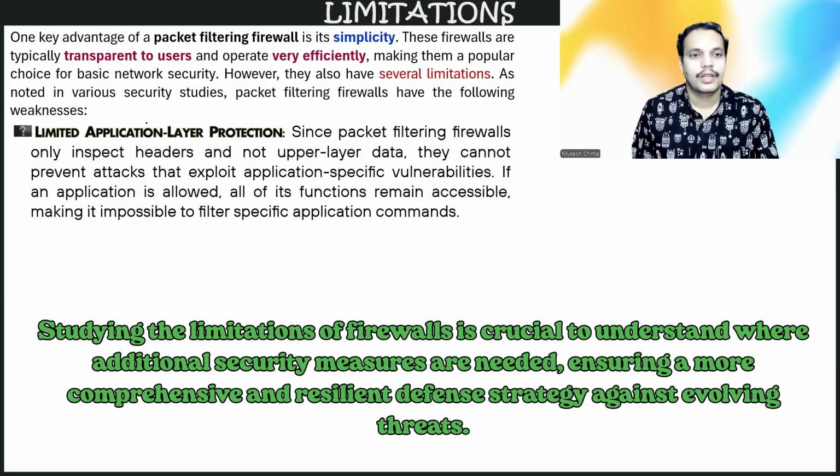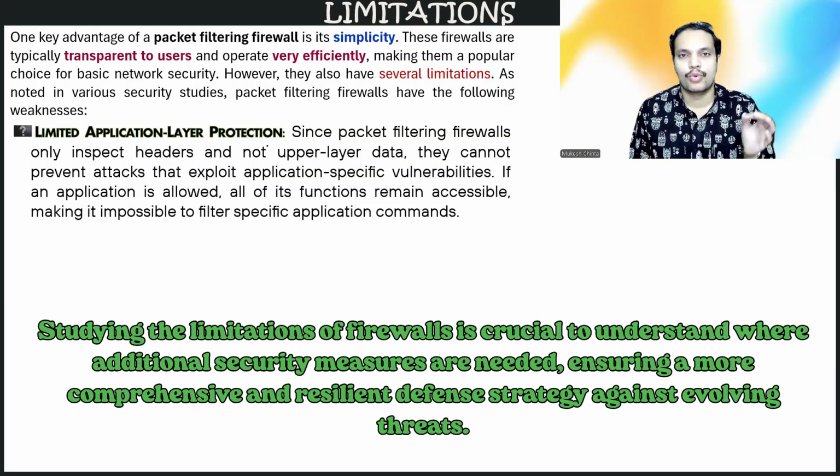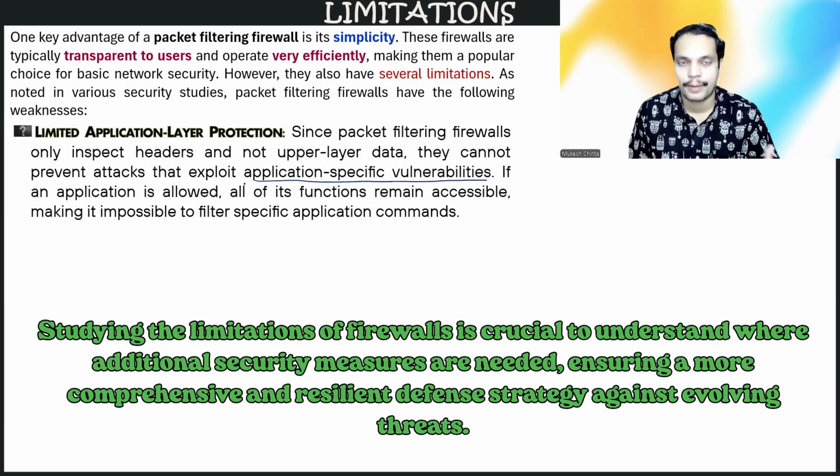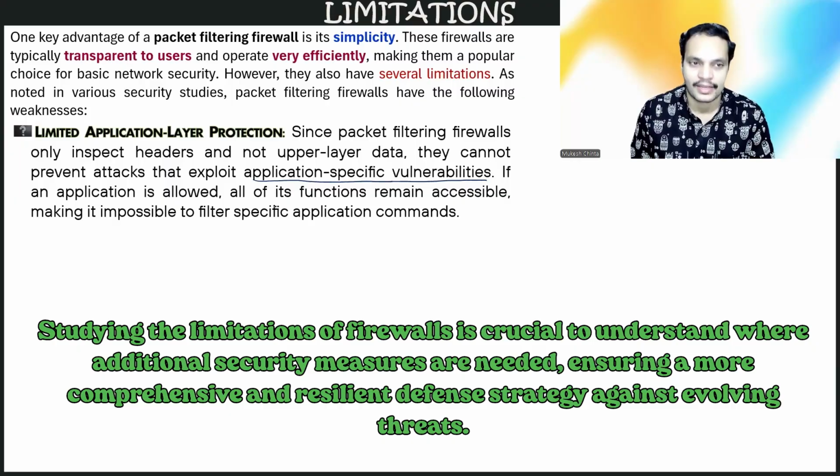The first one is limited application layer protection because they only inspect the headers, which contain the IP addresses and port information, and not the upper layer data. They cannot prevent attacks that exploit application specific vulnerabilities. If you are allowing a particular application through the port number, all of its functions remain accessible, making it impossible to filter specific application commands.